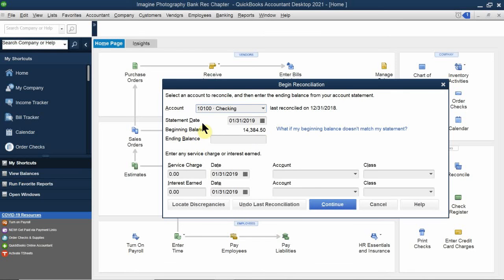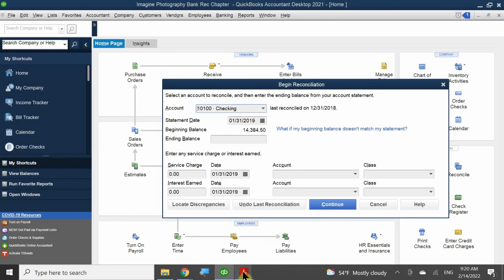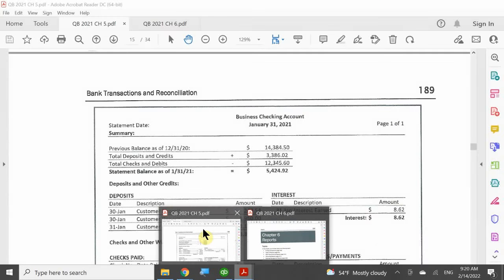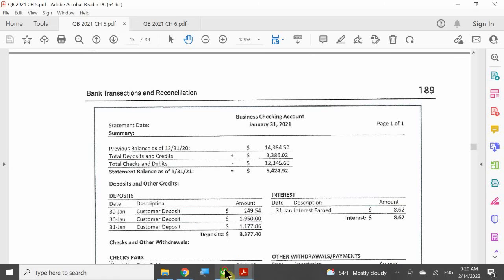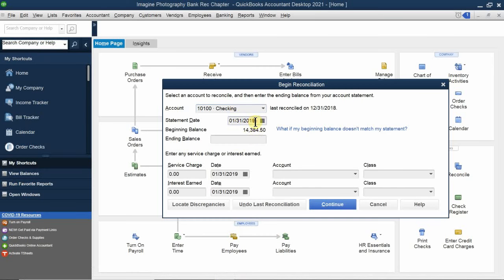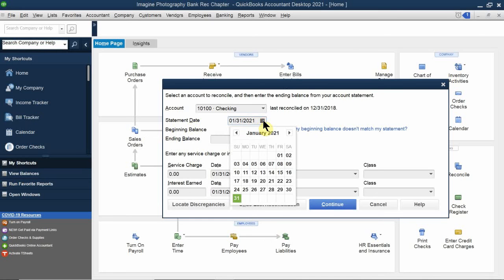Now, what is the date that you are going to be completing this reconciliation? Well, let's take a look. What's the bank statement date on your statement? It says here that this is as of January 31st, 2021. So in this case, that's exactly what I'm going to do here. It's going to be January 31st of 2021. I go ahead and just click to confirm that this is the correct date.